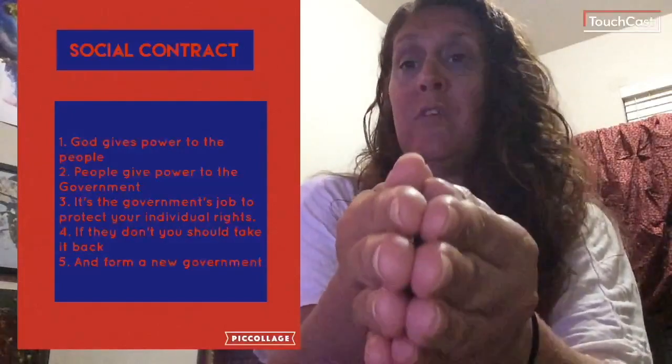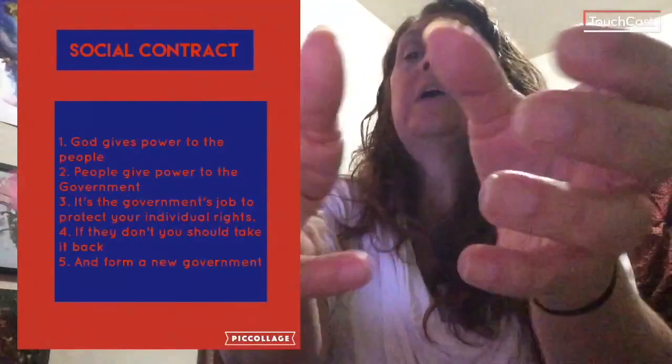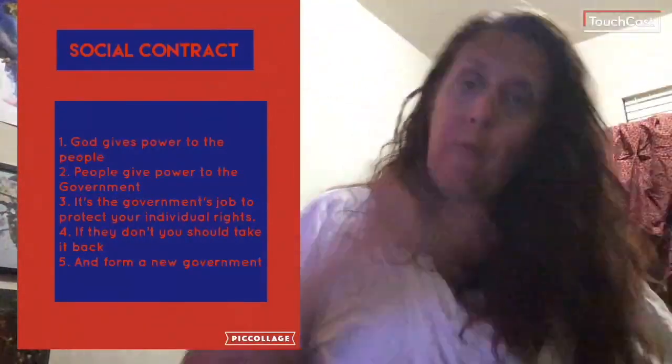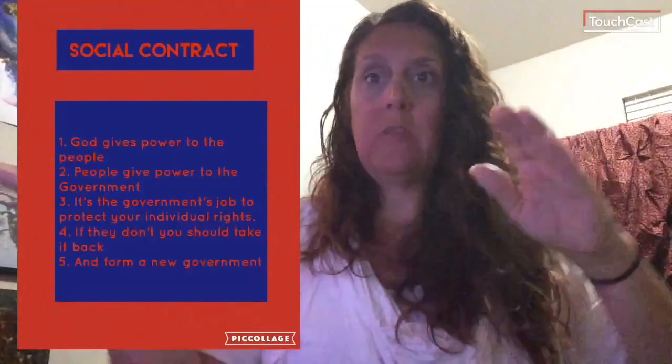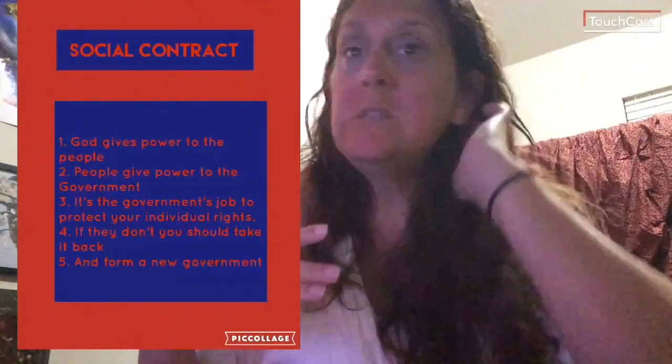Then Locke says if the government doesn't do that, then the people should take that power back and form a new government. So you can actually dab right there if you want to. Go ahead. Form a new government, okay? So this is Locke's idea.